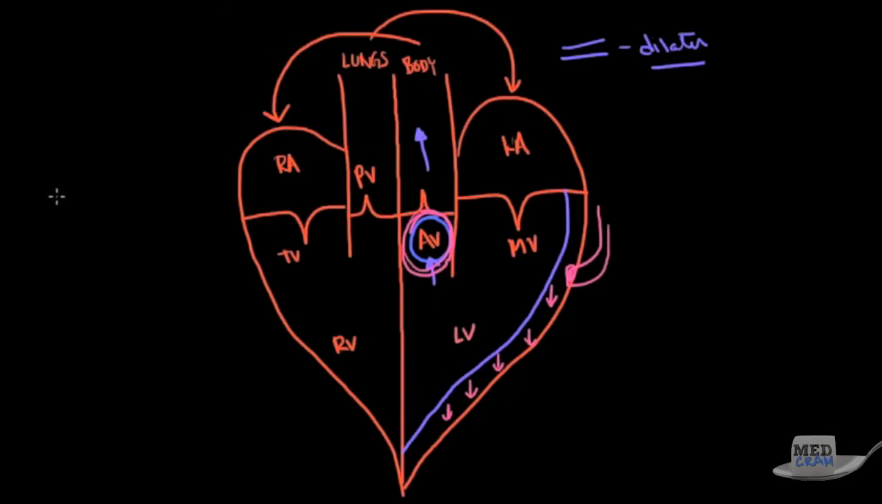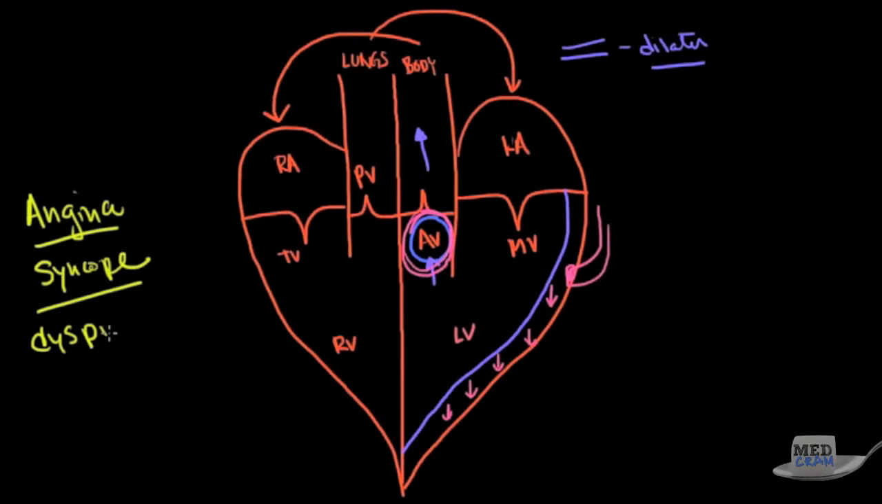Now, as a result of this, you get symptoms such as angina. This is pain. Angina pectoris is essentially the same as chest pain. You also get syncope. Syncope is where you basically pass out. You could also get dyspnea. That's simply shortness of breath. That's another symptom of this.